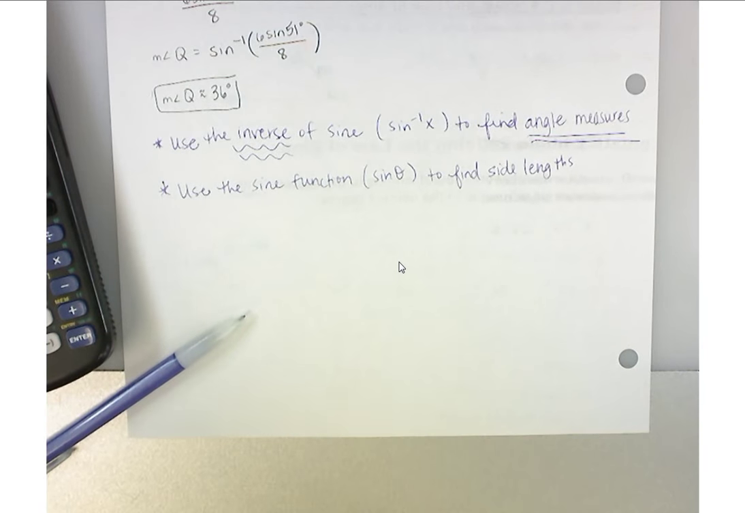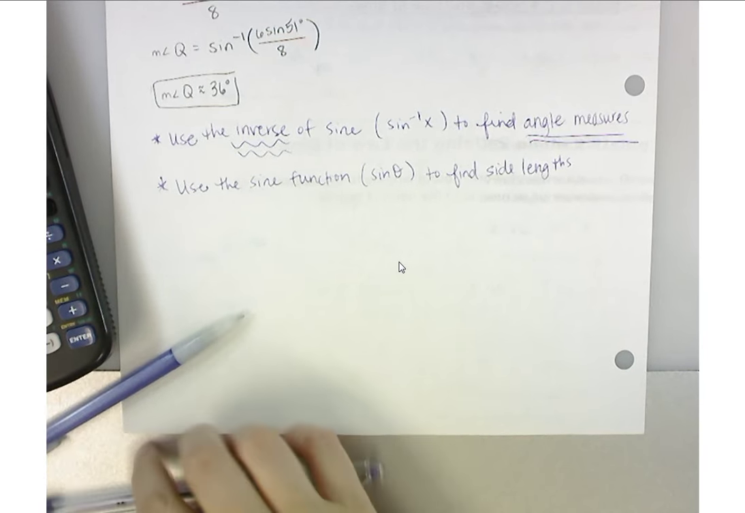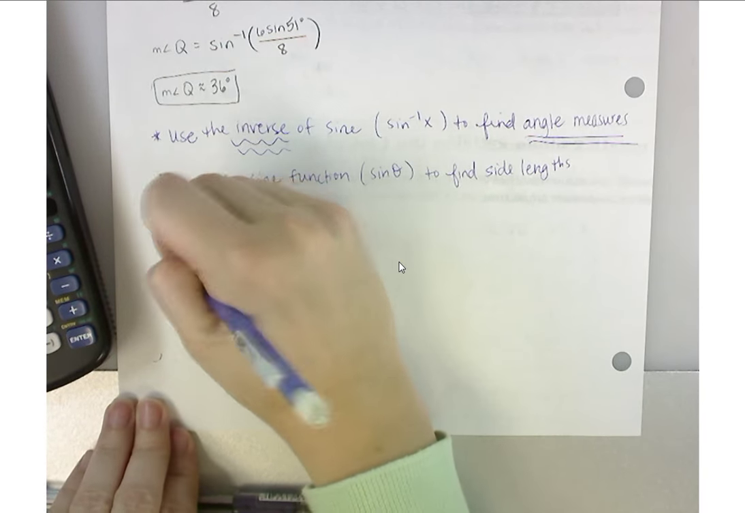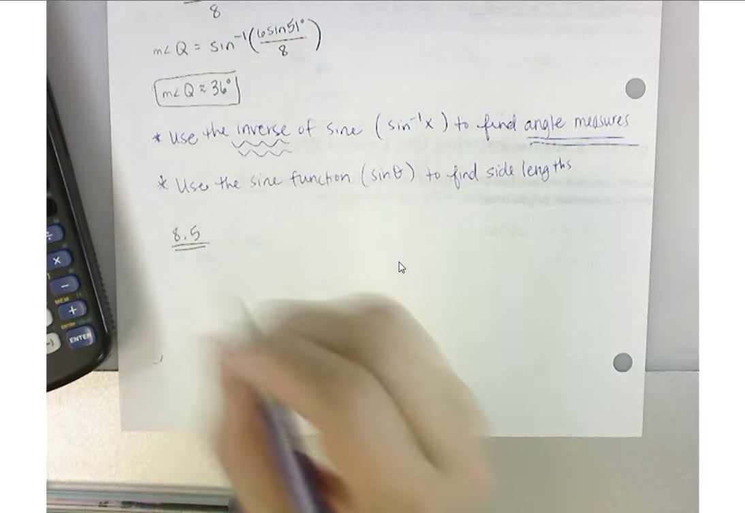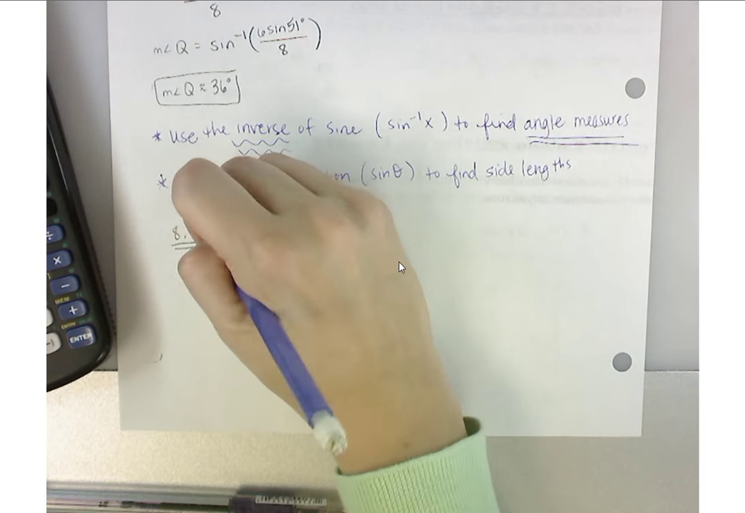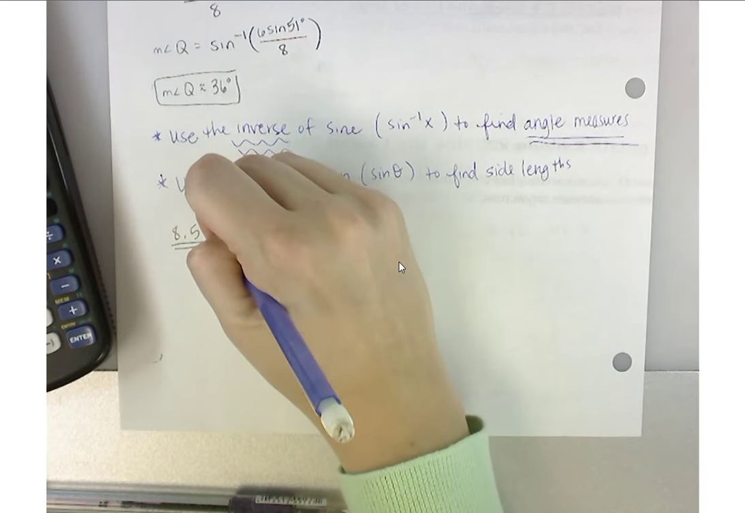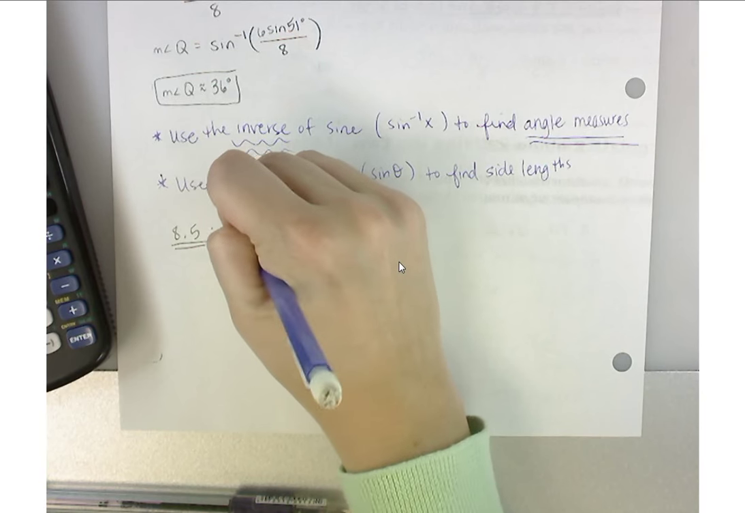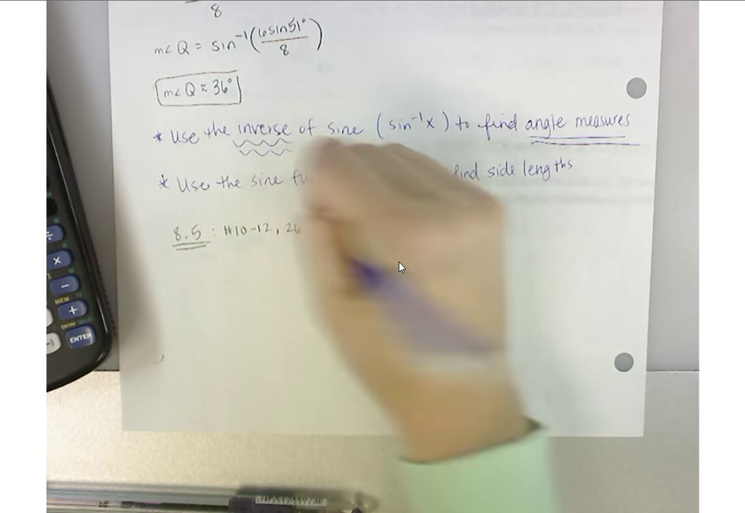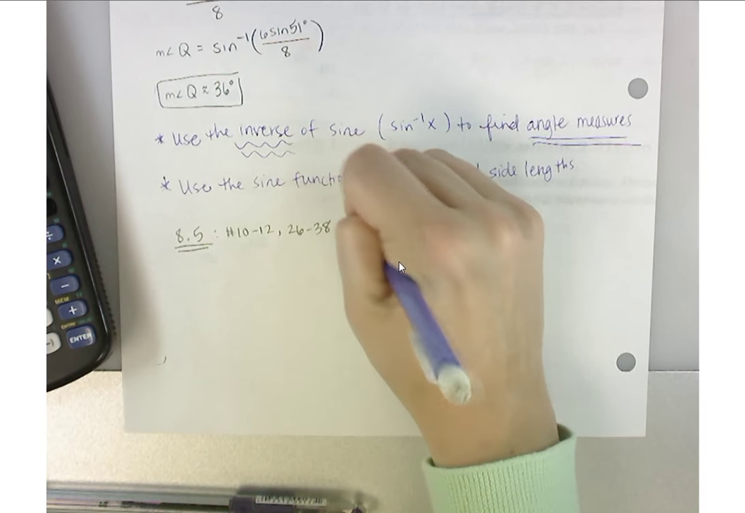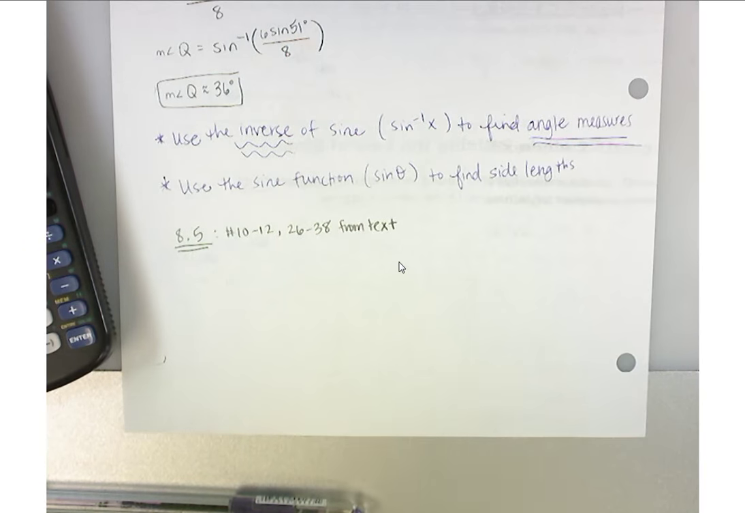Okay, so for your homework, which I'm going to let you start on here, there's going to be a worksheet portion and a book portion, but it's only part of the worksheet. Okay, so you're going to want to write this down. So you're going to do 10 through 12 and 26 through 38 from the text. I'm not sure what page that is. It's 8.5.